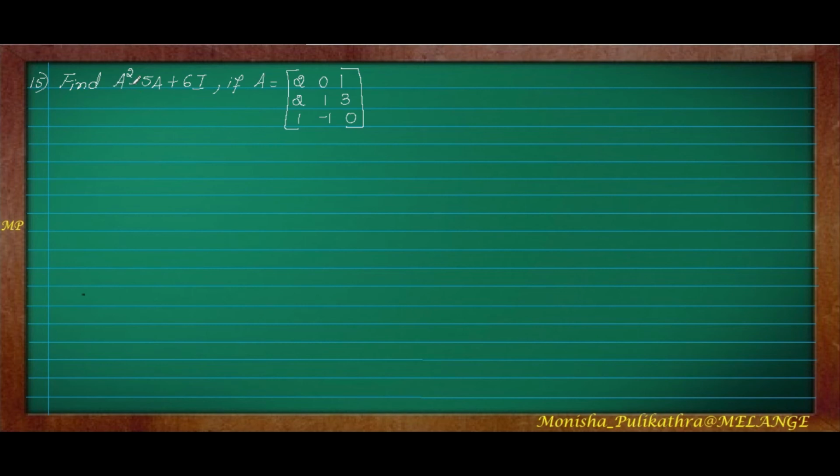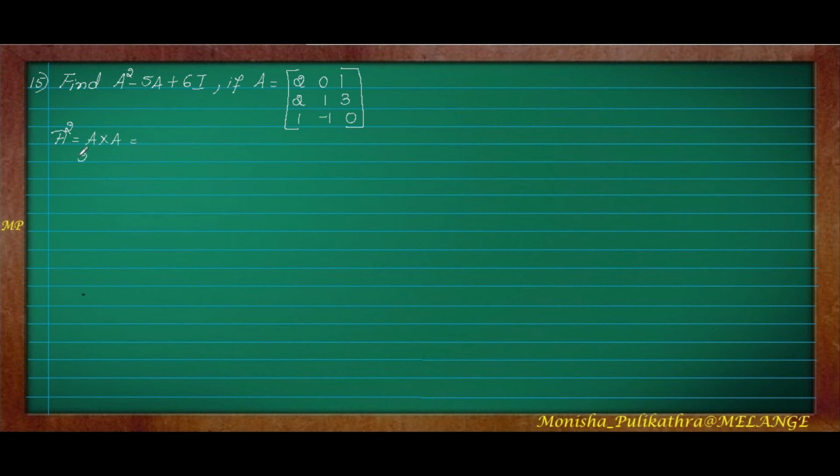Here, find A square minus 5A plus 6I if A is equal to this matrix that has been given. So we need to substitute to find the value of this whole equation. First, A square is there, so we have to multiply the A matrix twice. I will be multiplying that first. So A square means A into A.